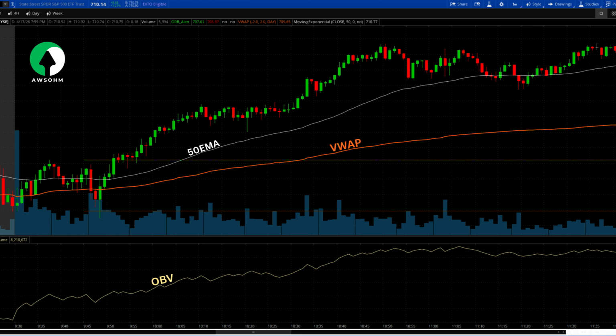5. OBV trendline break strategy. Draw trend lines directly on the OBV line. When OBV breaks its trend line before price, it can signal an early directional shift. This is useful for catching reversals earlier than price-only methods.